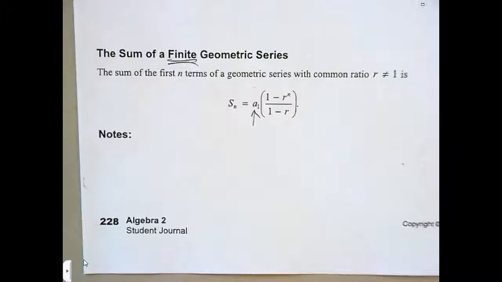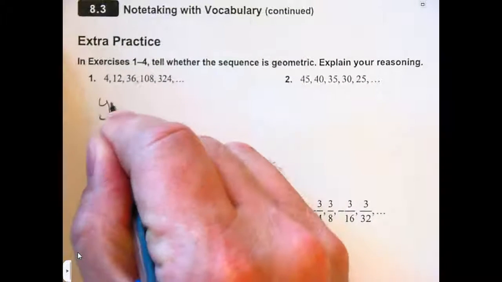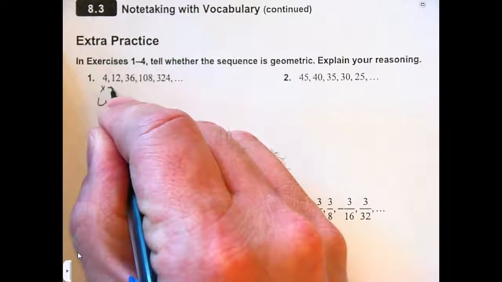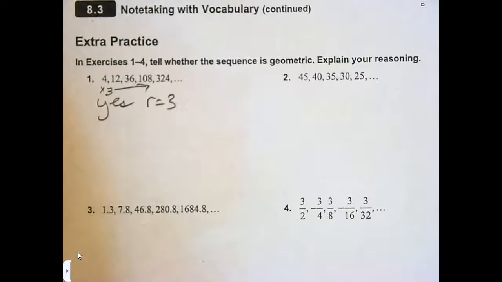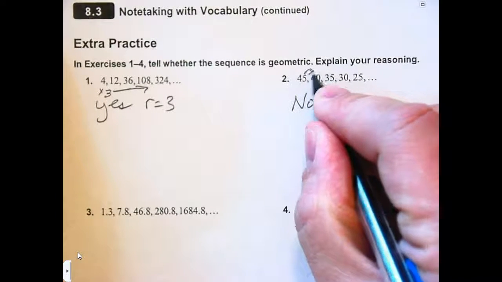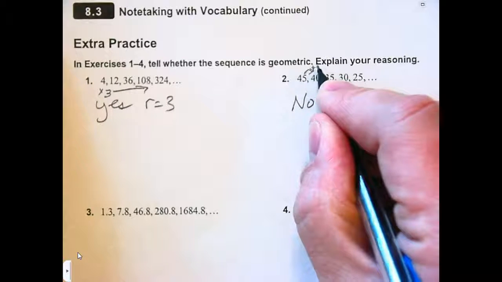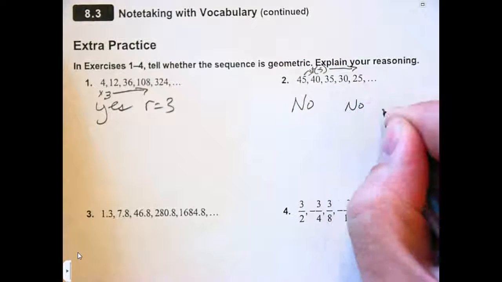All right? Okay, I want you to take a look at problems 1 through 4 on page 229. And I want you to give number 1 and 2 a shot there. Okay, is 1 geometric? Yep. What's the ratio? Hey, you're multiplying by 3 each time. All right. Number 2, geometric. No. What are you doing every time? Good. Subtracting 5 or adding negative 5, if you want to think of it that way. This one's an arithmetic. Okay? So there's no common ratio.